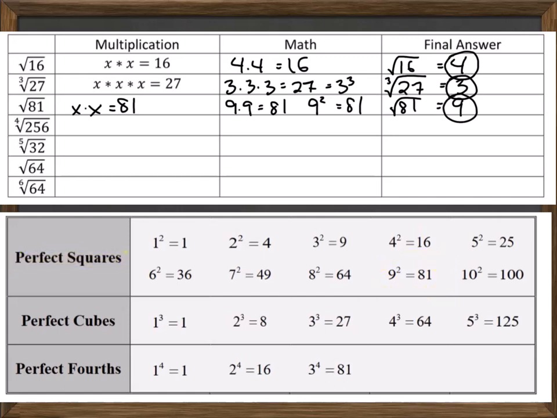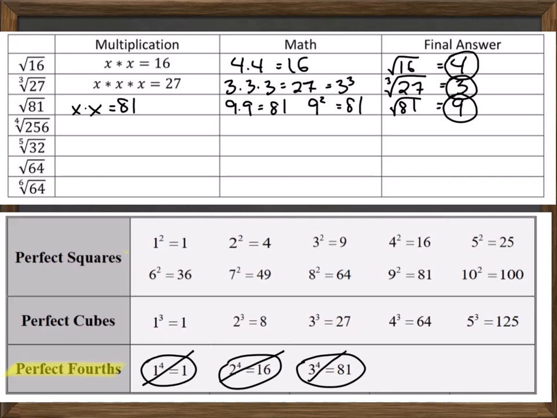So let's look at the next question. This says the fourth root of 256. So now we're looking for perfect fourths. And unfortunately, this only lists 3 perfect fourths, doesn't it? So it has 1 to the 4th is 1, that's not going to work. 2 to the 4th is 16, also not going to work. 3 to the 4th is 81. So unfortunately, in this table, it doesn't go far enough.